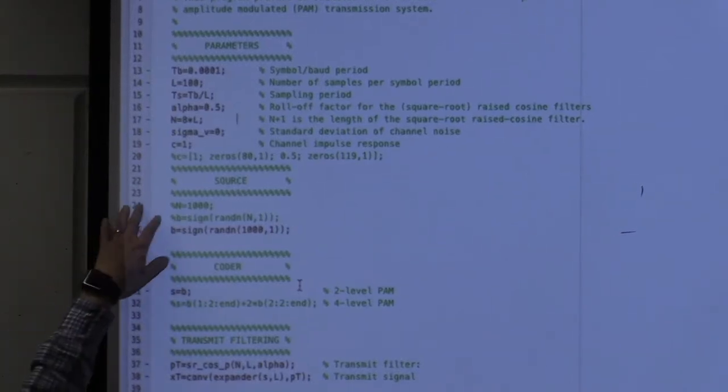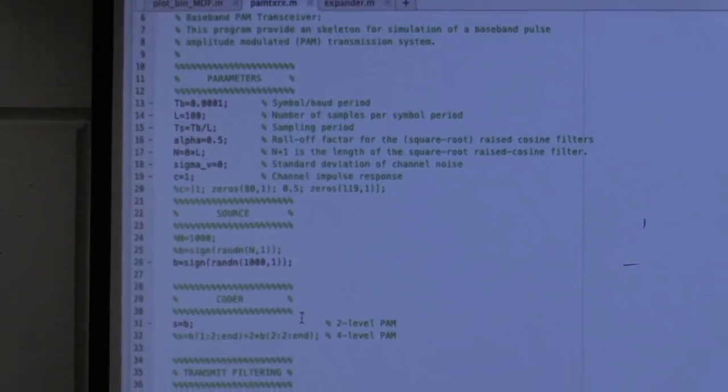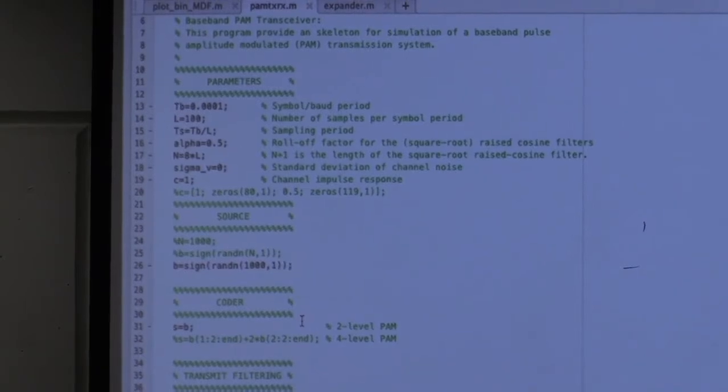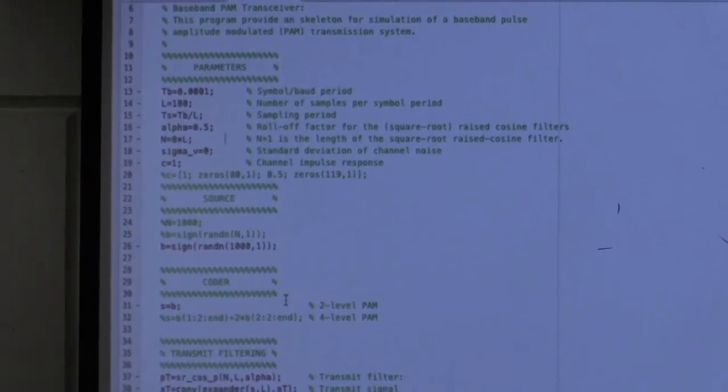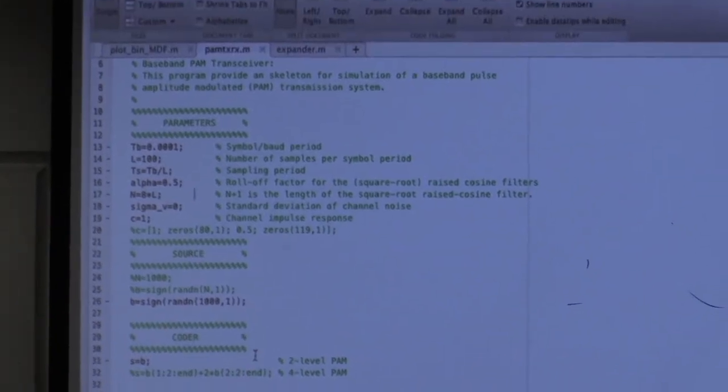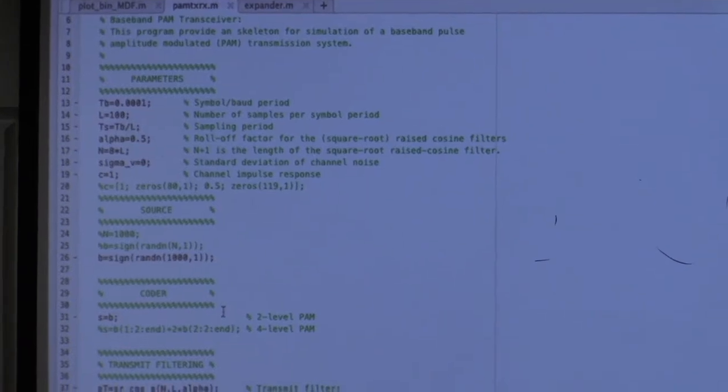And here it's kind of important that we need the truncation here. N is basically truncation, okay? So here you use 8 times L truncation. Basically, the inter-symbol interference can affect at most 8 symbol times. Does that make sense?